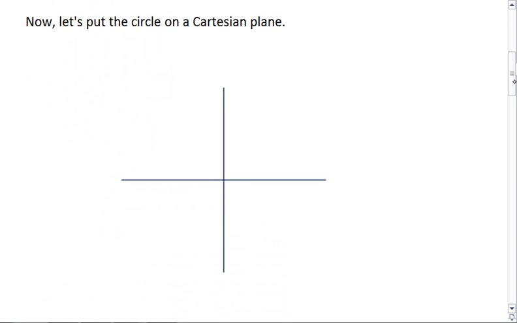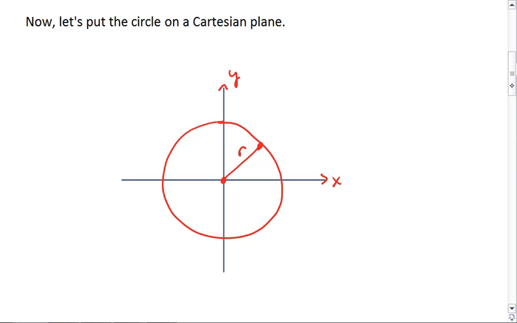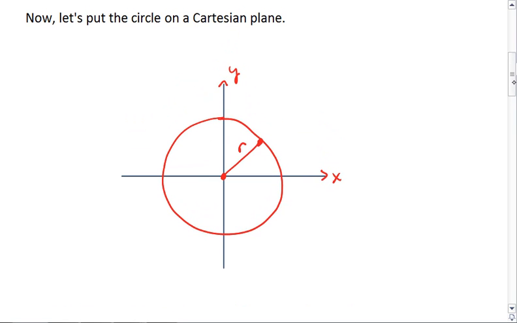Well, now let's put a circle on the Cartesian plane. For simplicity's sake, we'll put the center at 0, 0. And we know that our circle has a radius of r. Well, what we see is that every point on our circle has an ordered pair associated with it, where the x is this value, the y is this value. Can you think of a relationship between x, y, and r?